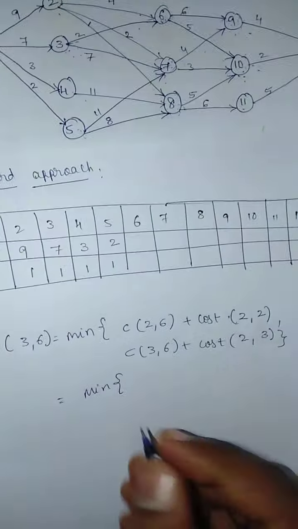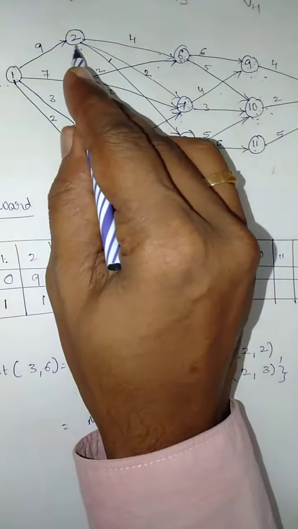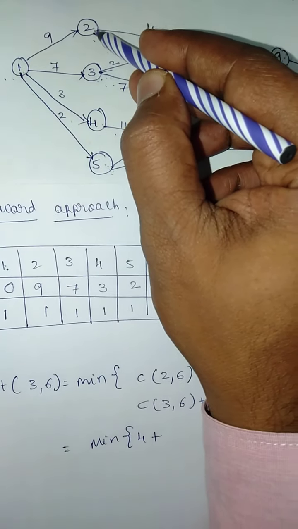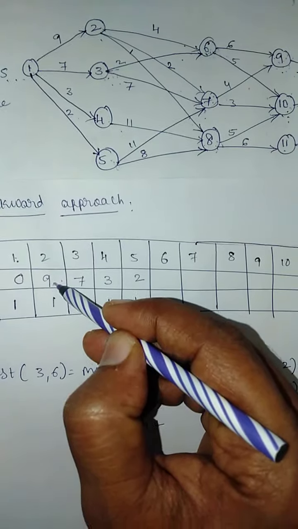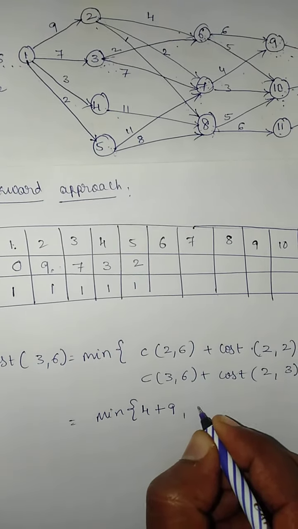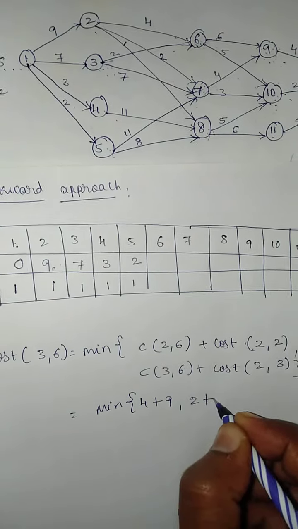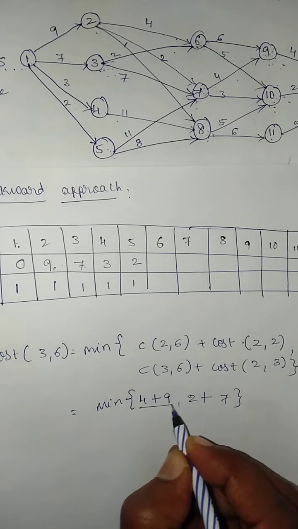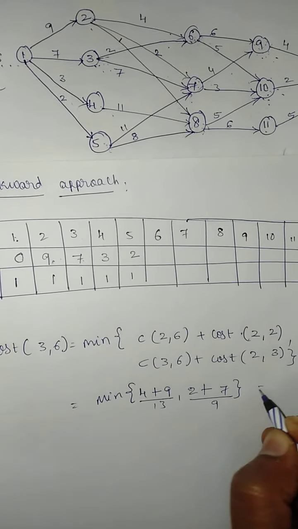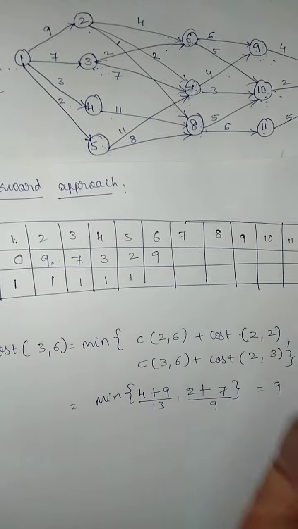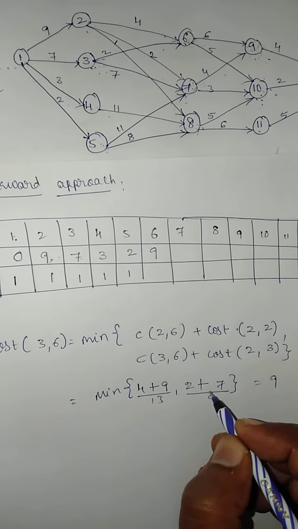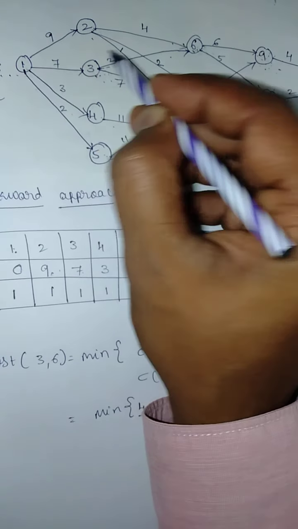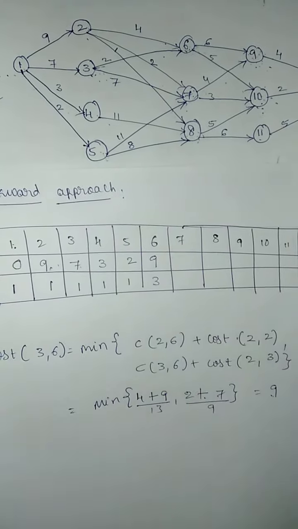So what is this cost? 4 plus the cost of vertex 2, which is 9, already available in the table. 4 plus 9 comma 2 plus, for 3 it is 7, right? So this is 13 and this is 9, the minimum is 9. So I will fill 9 here. And which vertex has given me this 9? This is vertex 3 in the previous stage, isn't it? Therefore you have to write 3 here.